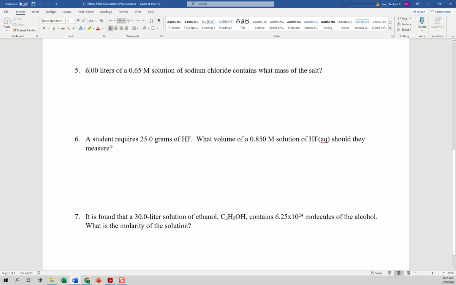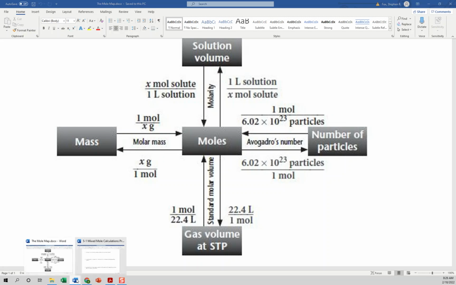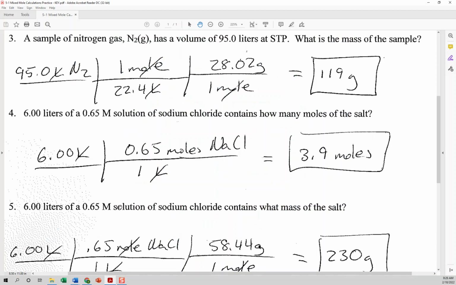So we're starting at the same position. If you notice number 5, we're starting at 6 liters and we have the same concentration of solution of sodium chloride, but now they want the mass. So if we go to our mole map, right, we're starting here again. We're going to multiply by the molarity to get to moles, and then we have to multiply by the molar mass to get grams of salt. So we multiply by the molarity, and then multiply by the molar mass of the solute. In this case, the solute is sodium chloride. All right, so let's see how that looks.